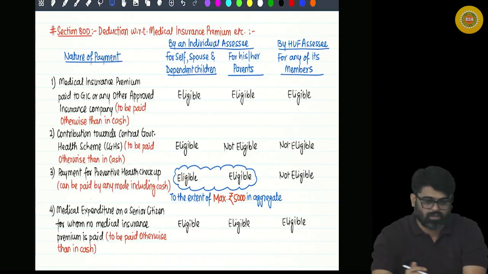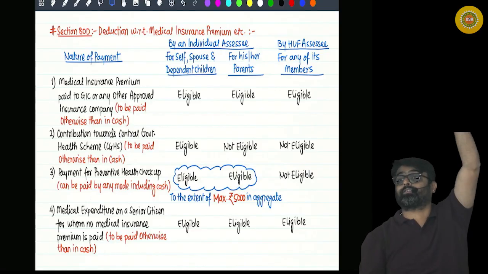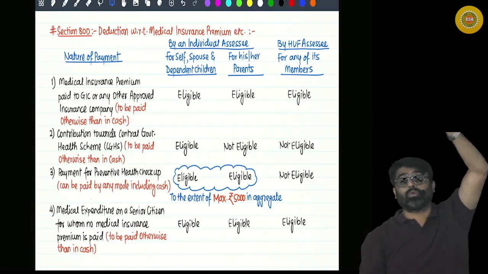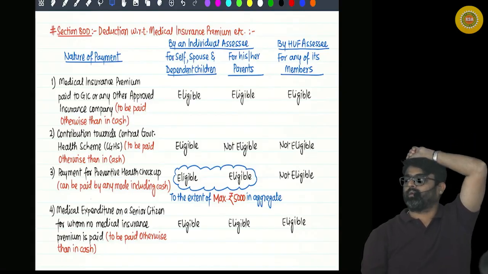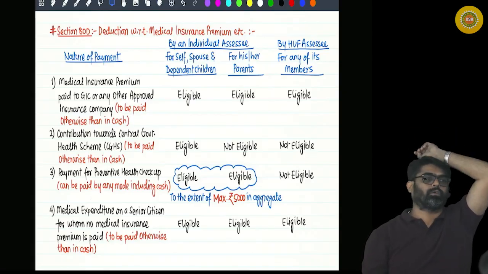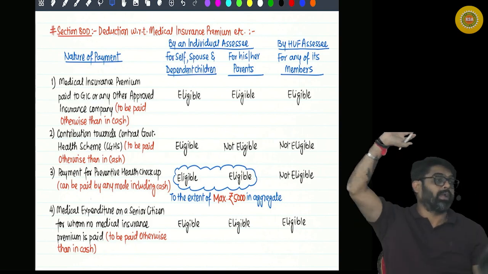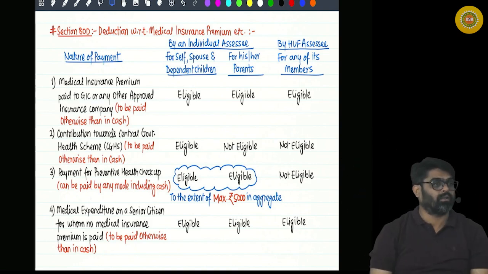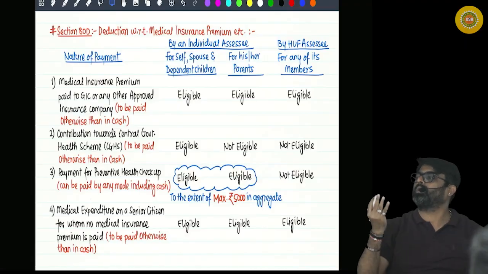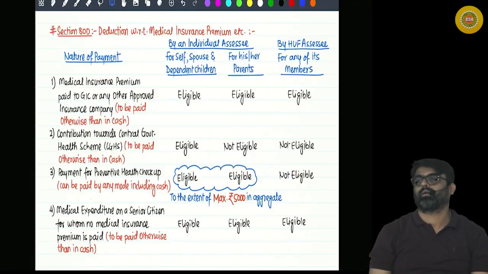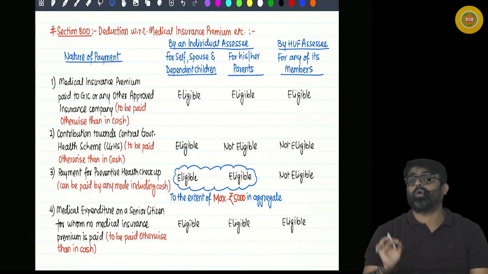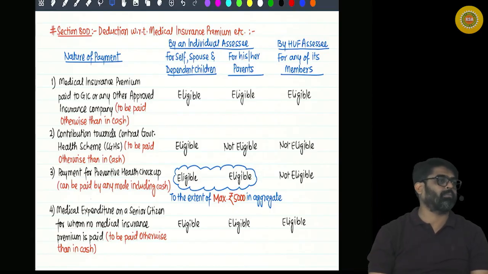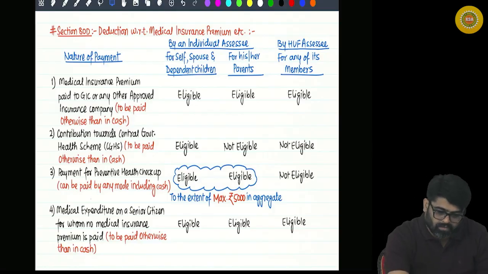80D, understood? Now pay attention. How many payments were there in 80C? If you go and see 80C, there are approximately 18 payments. Any of those payments you make, 80C deduction will be available. But for 80D, only 4 payments are there. 80CCD, only 1 payment. 80CCC, only 1 payment. Getting my point? Everyone?